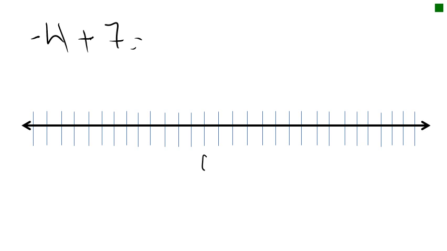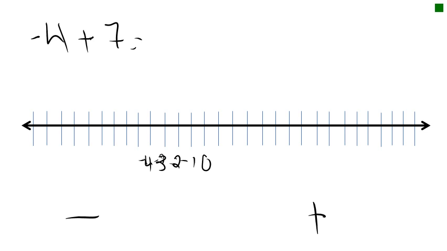Okay, so my 0. We're going to start at our lowest value because you're reading left to right. So we're going to go left to right here. Remember, negatives are on the left of our 0, positives on the right of our 0. So we have negative 1, negative 2, negative 3, negative 4.